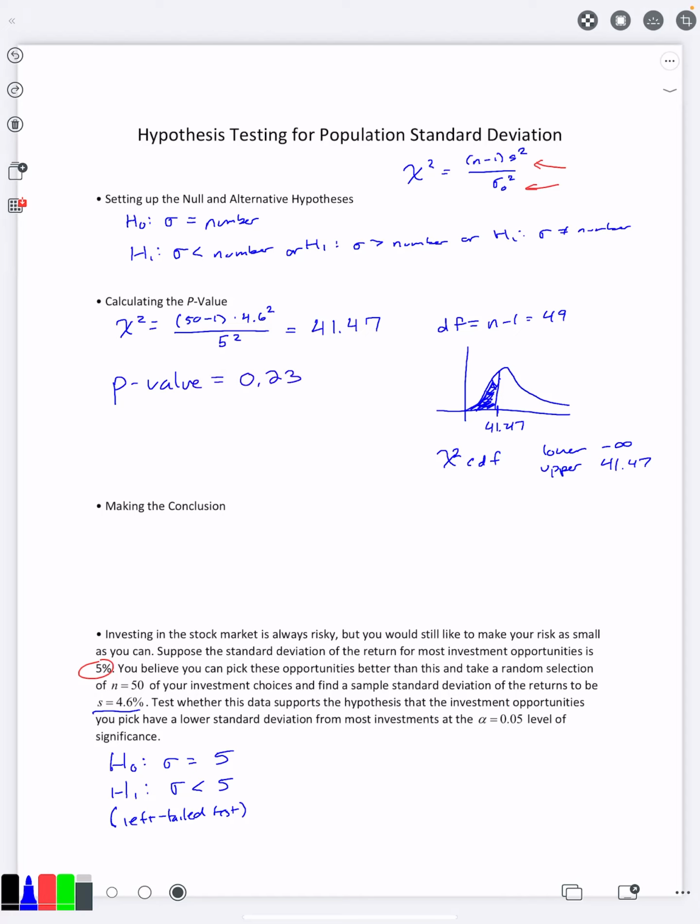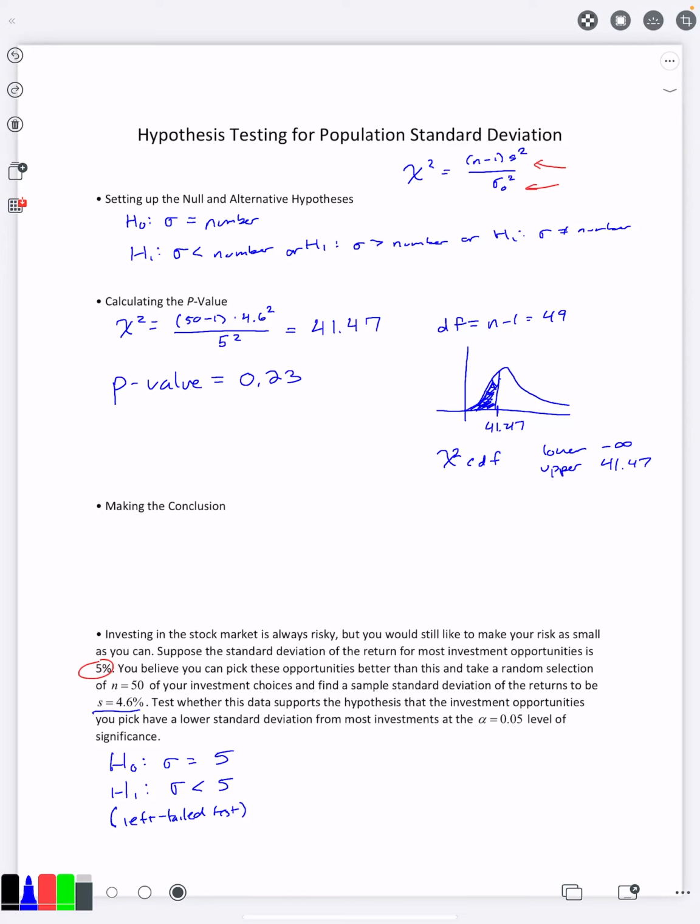So that means that even if our stock picks were the same as the true standard deviation of 5%, there still would have been a 23% chance that the ones we picked as a random sample would have had an s of 4.6. So that means 1 out of every 4 times we tried this, it would end up giving such a good result. So that means that there is not enough data to really support our claim. It could have just been random chance.